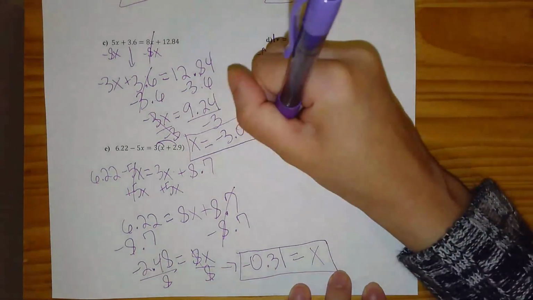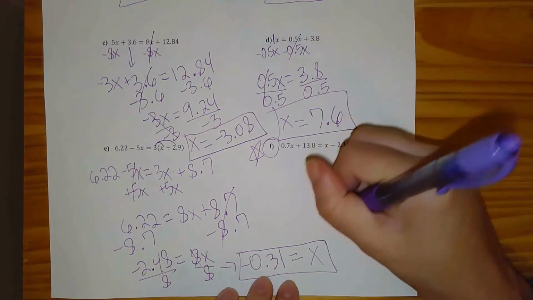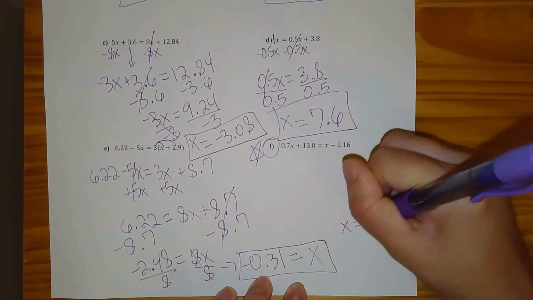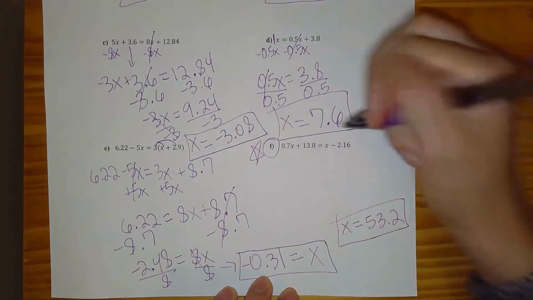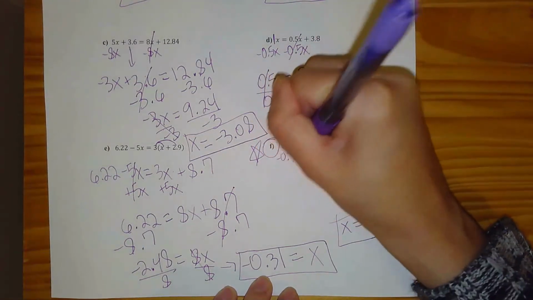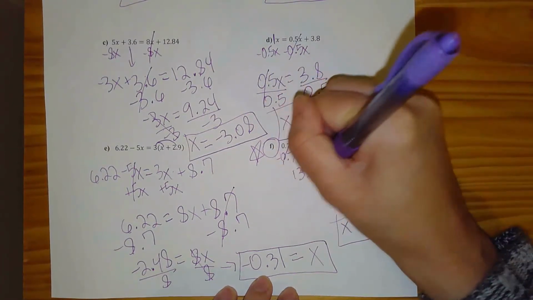Are you guys about ready to try one? Great. I'm going to let you guys have part F. So F has 0.7x plus 13.8 equals x minus 2.16. Pause your video. Go ahead and try this one, and I'll work it out here in 3, 2, 1. Alright, you should get as an answer x equals 53.2.